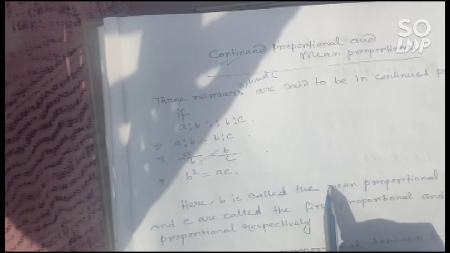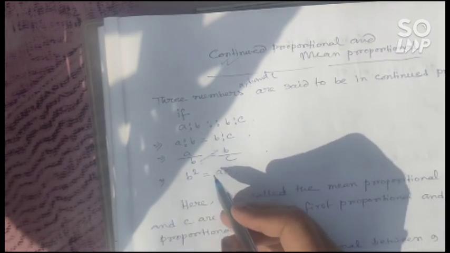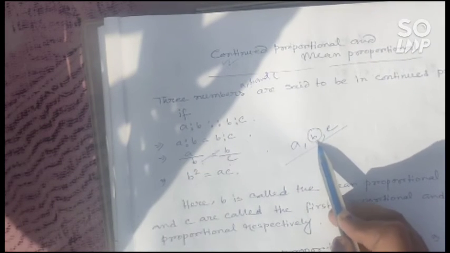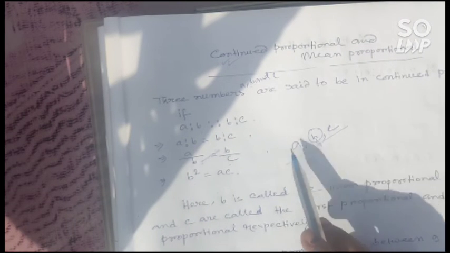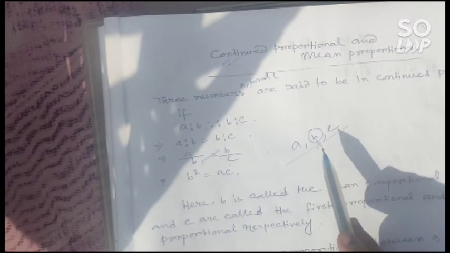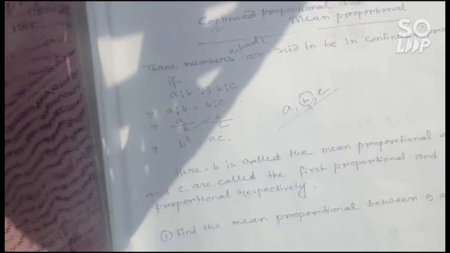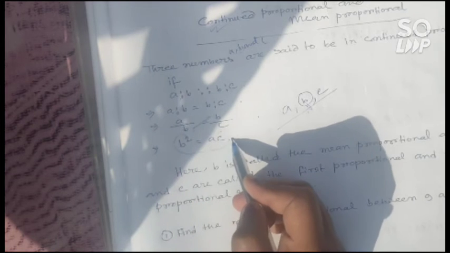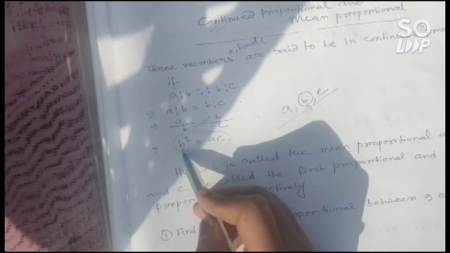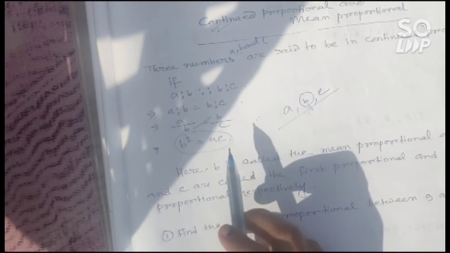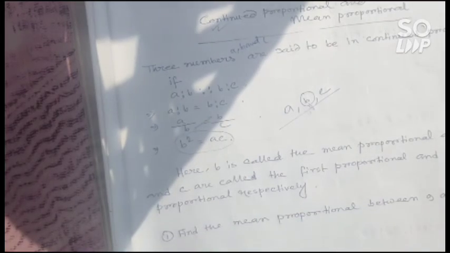Here B is called the mean proportional, and so A, B, C, 3 numbers are in proportion. So B is called the mean proportion, the middle term. A is called the first proportional, C is called the third proportional, and B is called the mean proportional. So this is a relation when 3 numbers are in continued proportion. B square, the square of the middle term, equal to the product of the first and third term.